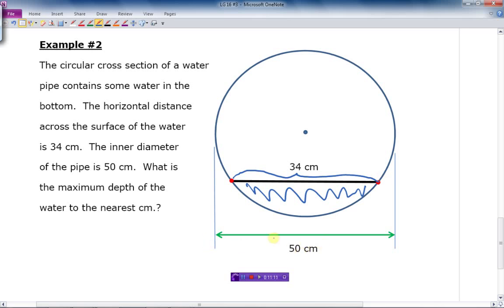What is the maximum depth to the nearest centimeter? So the maximum depth means this. I'm just going to delete the squiggly for the water there for a minute. The maximum depth has to be right in the middle here. From there to the bottom, that's the maximum depth. So we're looking for that depth.